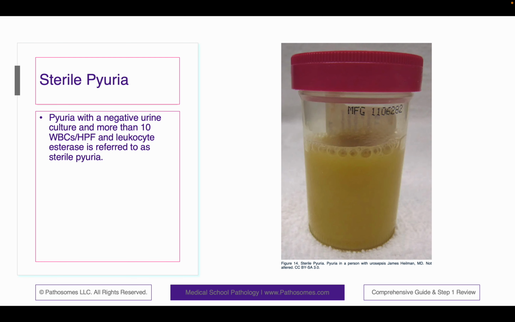Now let's talk a bit about sterile pyuria. Sterile pyuria is pyuria with a negative urine culture and more than 10 white blood cells per high power field, and leukocyte esterase is referred to as sterile pyuria, right? So if there are more than 10 white blood cells and leukocyte esterase present, but a negative urine culture, that's sterile pyuria. So if this specimen to the right here came back as a negative culture, that would be technically sterile pyuria.